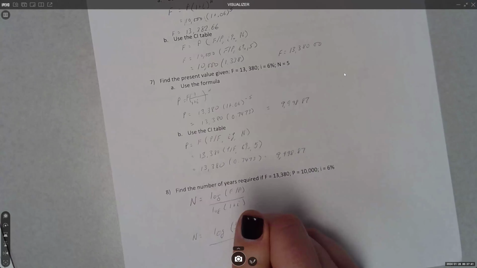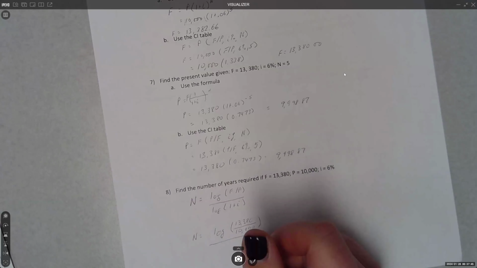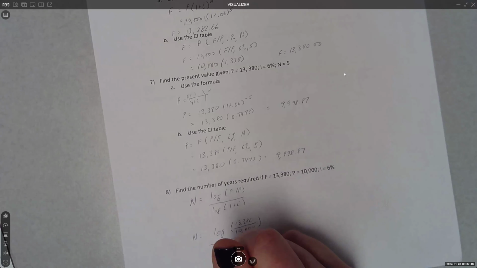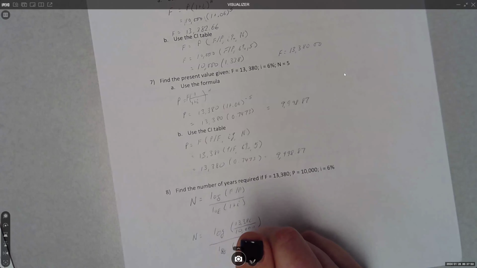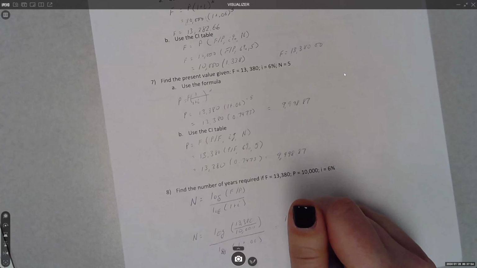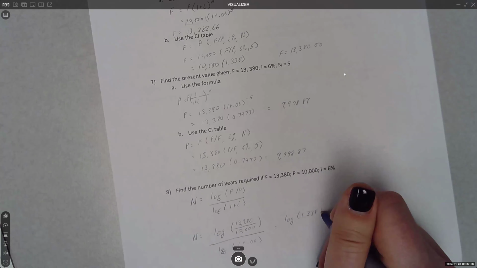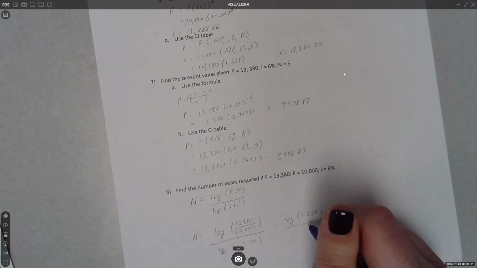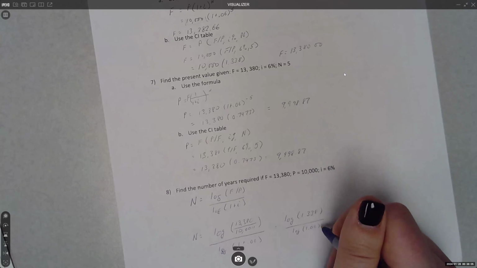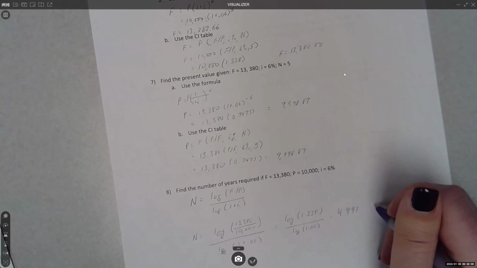So I have the log of F over P, and then I have the log of 1 plus 0.06. And so that is log of 1.338 over log of 1.06. And that is 4.997, or approximately 5 years.